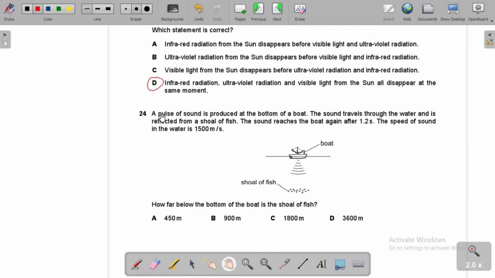Question 24. A pulse of sound is produced at the bottom of a boat. The sound travels through the water and is reflected from the shell of fish. The sound reaches the boat again after 1.2 seconds. The speed of sound in water is 1,500 meters per second. How far? That is talking about the distance. How far below the bottom of the boat is the shell of fish?